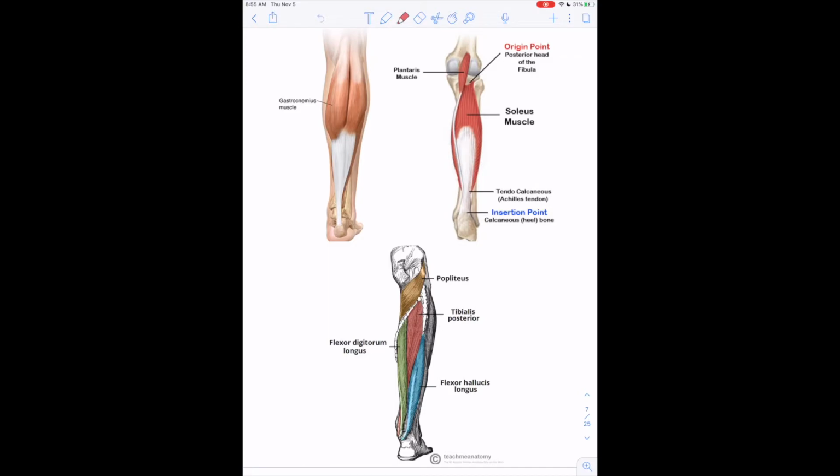compartment. In the superficial layer, that's the gastrocnemius, plantaris, and soleus, which all converge to form the calcaneal tendon. In the deep layer, that's the popliteus, tibialis posterior, flexor hallucis longus, and flexor digitorum longus, which all converge on the medial malleolus to enter the foot.